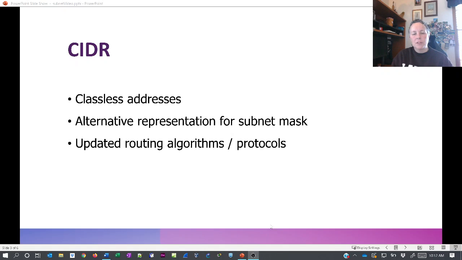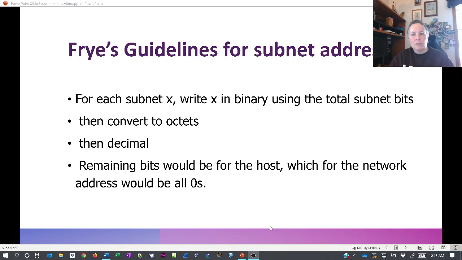So instead of having to write out a full 32-bit subnet mask, you're going to write /x, where x represents the number of bits in the network and subnet portion. Or if you have your subnet mask already, it's the number of ones in your subnet mask. CIDR also requires updated routing algorithms and routing protocols to handle routing with classless addresses. But we want to focus today on creating those subnet masks or subnet addresses.